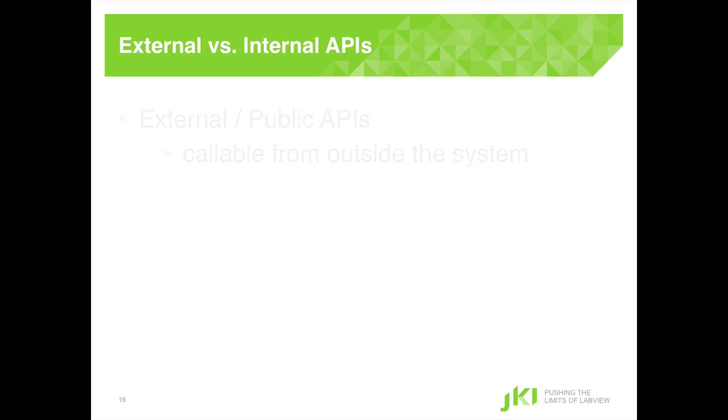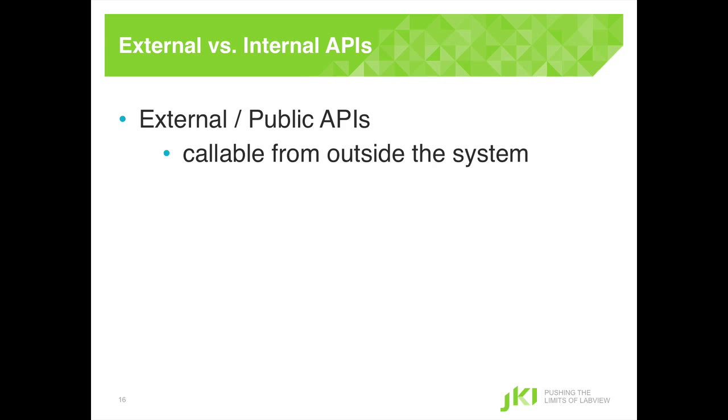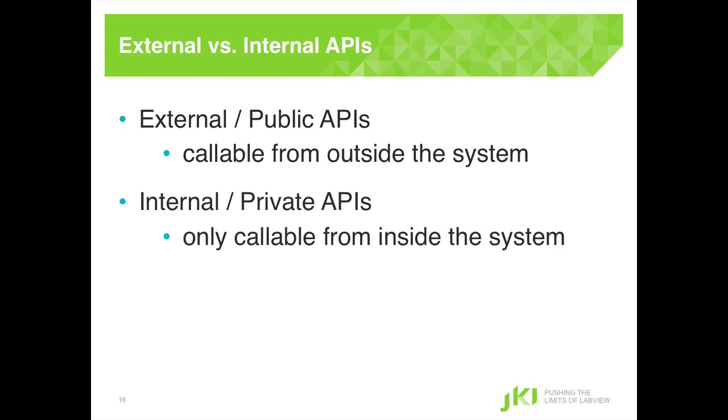First, I wanted to introduce another concept, which is the idea of external versus internal APIs. External public APIs are callable from outside the system, generally by any class of user. Whereas internal private APIs should really only be callable from inside the system or a more tightly controlled environment. You know, people you can call up and say, hey, I'm going to break your stuff because we changed the under-the-hood implementation.